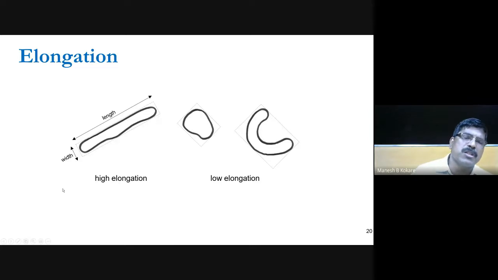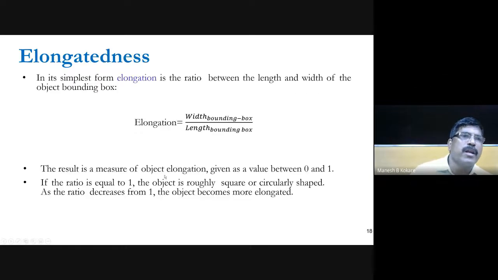So this shape has high elongatedness, and this shape has low elongatedness because the width is more compared to the length. Elongation, in its simplest form, is the ratio between the length and the width of the object bounding box. So elongation is equal to the width of the bounding box divided by the length of the bounding box.